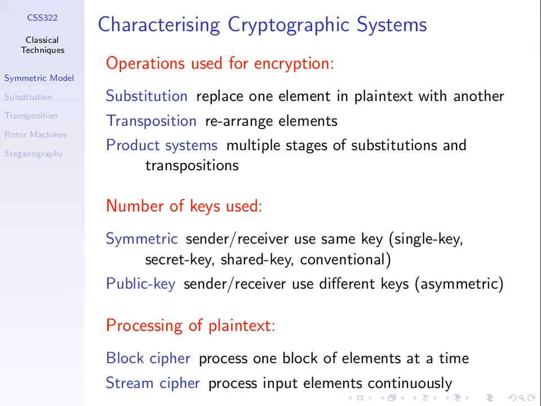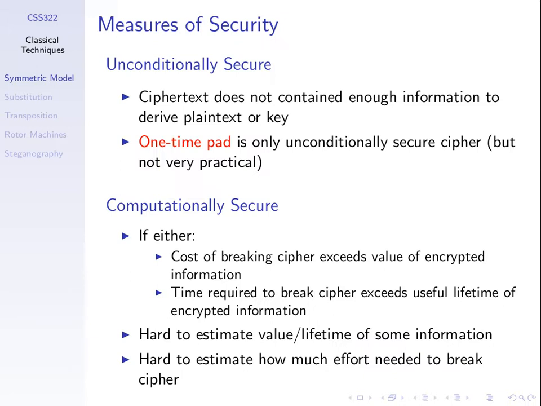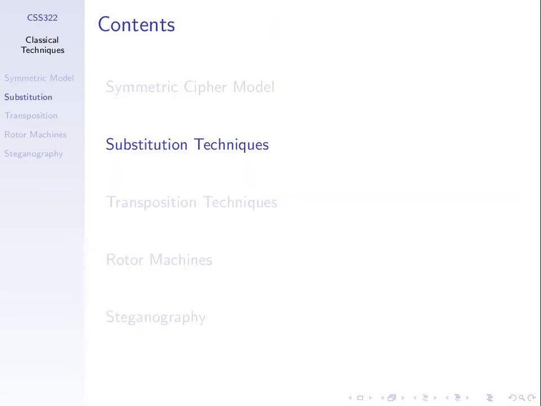Another way to classify ciphers is on how much plain text they operate on at any time. A block cipher encrypts a block of plain text. Usually the block in practice is, say, 64 bits or 128 bits. A stream cipher encrypts the elements continuously, say, one bit at a time. We're going to focus on block ciphers. We'll see one example later of stream ciphers. Let's go to an example cipher and then come back to the types of attacks. So we'll jump forward. We're going to go through some classical techniques, first using substitution, that is, replacing one element with another, and then a few with transposition, rearranging, and use them to demonstrate the concepts that are used in most ciphers.